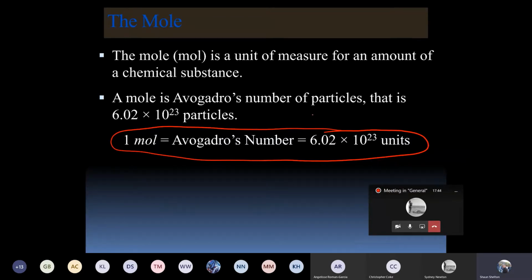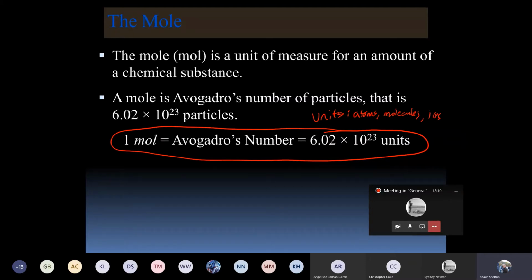Now, units that you can have here: atoms, molecules, ions. So these are just different units that you can have in relation to Avogadro's number. So it's not the Avogadro number specific for any certain thing. It could be for any of those units.